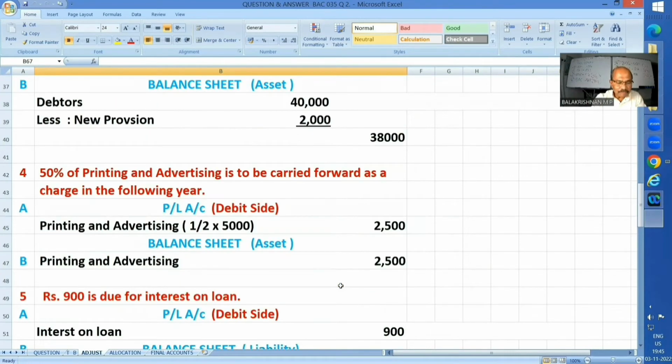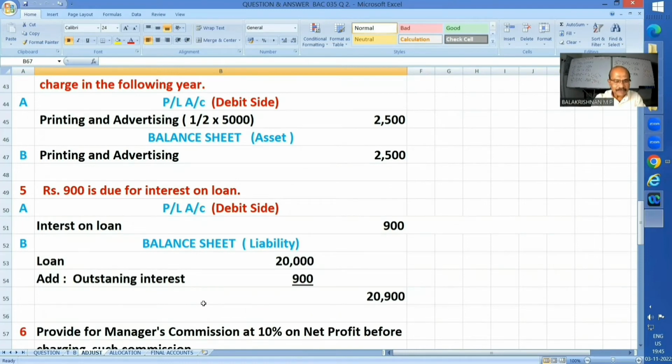Fourth one. 50% of printing and advertising is to be carried forward as a charge in the following year. 50%, that means 5,000 is the amount given. Just show printing and advertising in the profit and loss account as 2,500, and the deferred revenue part of it is shown in the balance sheet. So 2,500 and 2,500 each. Current year's expenditure I have to absorb only 2,500 and the balance being an asset, a deferred revenue expenditure. It's a typical example of a fictitious asset to be shown on the balance sheet asset side.